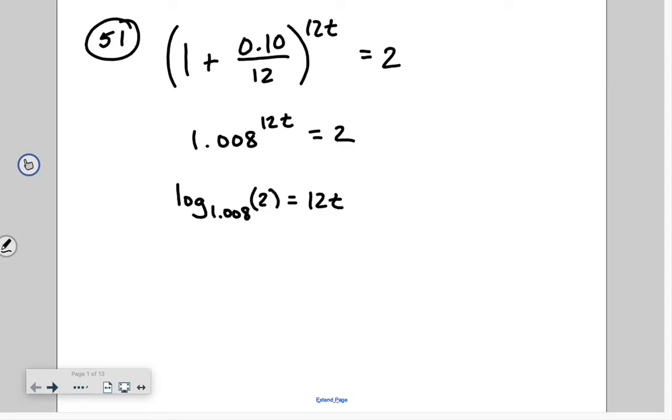And now at this point, if you take a look, the left-hand side, we can just plug into the calculator and then divide by 12 and you've got your answer. So there's the idea on the first one. Like I said, get the base by itself, clean it up. Then from there, switch it to the opposite form and then solve the resulting equation. You can plug the left-hand side into the calculator, divide it by 12, and you got your answer for t.